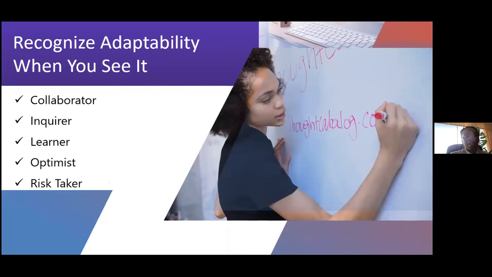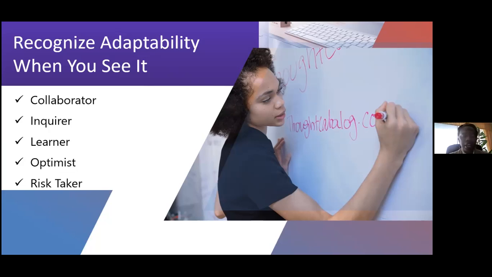So some thoughts behind adaptability, what it looks like. If you look at a person or you engage with a person, what will cause you to say, oh, that seems like a person who has high adaptability or a person with high AQ? Some of those things that you will see within that person should be, they are a collaborator. They are asking questions. They are an inquirer. They want to hear the opinions of others.